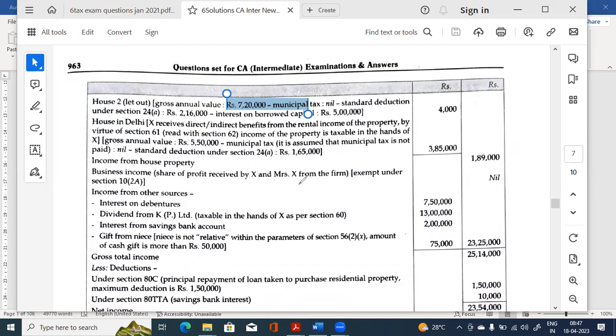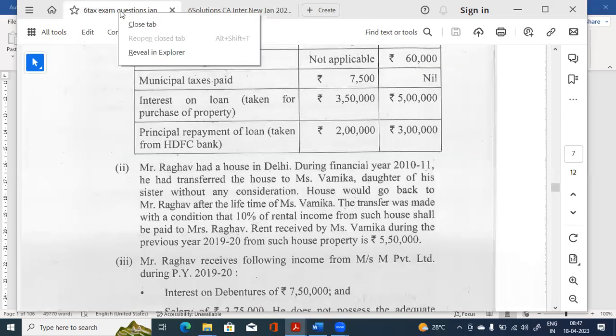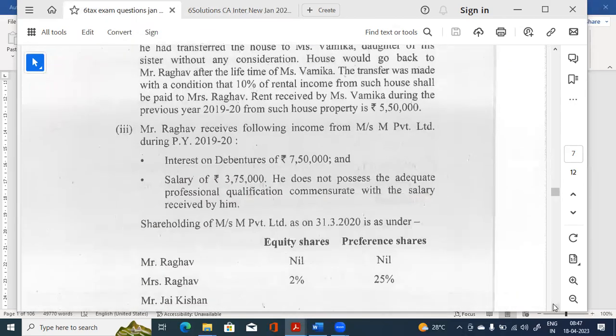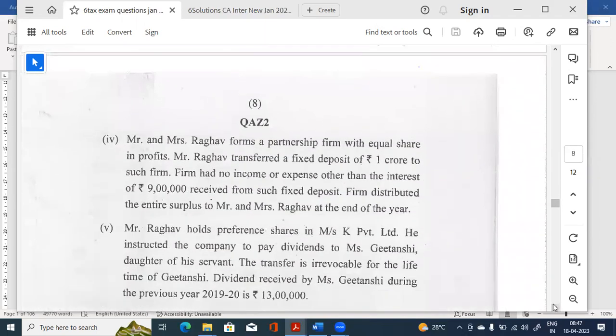Business income: share of profit is exempt under 10A. Now again, look at the question, because this is the part of the question where it comes in. Mr. and Mrs. form a partnership of equal share. Mr. Raghav transferred 1 crore to such firm. There is no income and expenditure, and the interest is receiving 9 lakhs on such deposit. The firm distributed the entire surplus to Mr. Raghav, so the firm distributed a share of profit. But share of profit is not taxed in the hands of Raghav. It will be taxed in the hands of the firm only. That's why this is being given here.